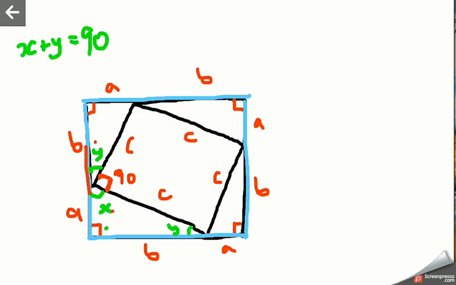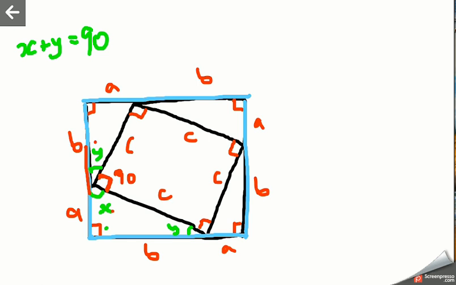Okay, so for that reason we know that our shape in the middle of this thing is also a square because its sides are all the same length. It's a quadrilateral, it has 4 sides, and all of its interior angles are 90 degrees. So it has to be a square by definition.